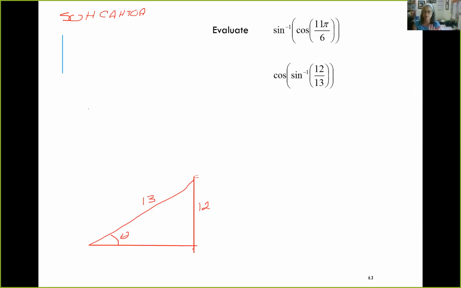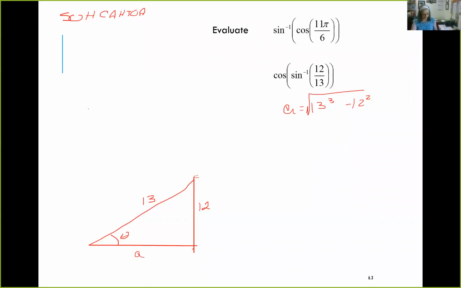Why do we care? Why would I do that? Well, because now I can find this side length down here, right? This side length, let's call this A. A is the square root of 13 squared minus 12 squared.